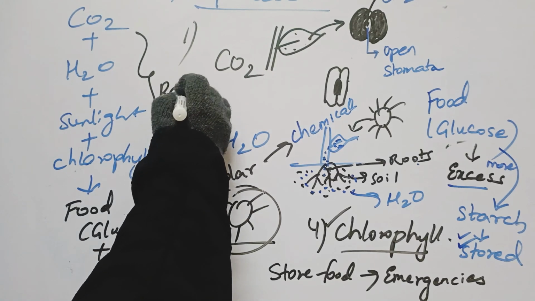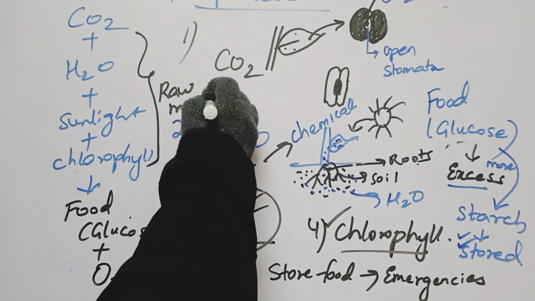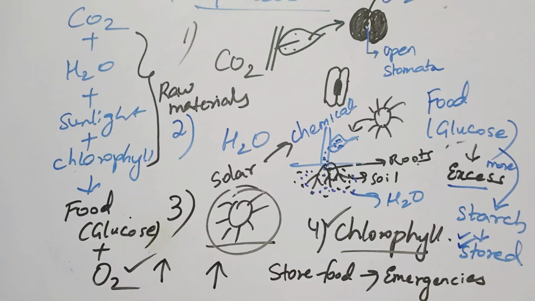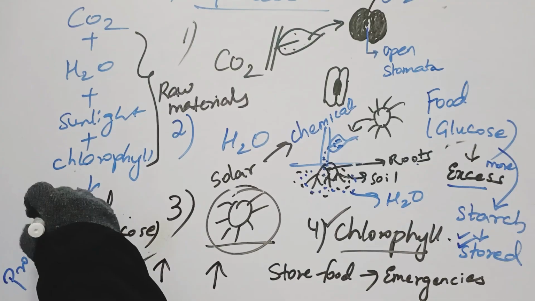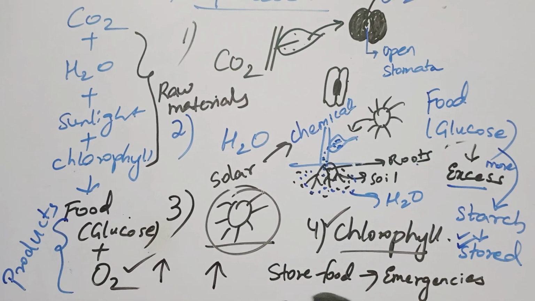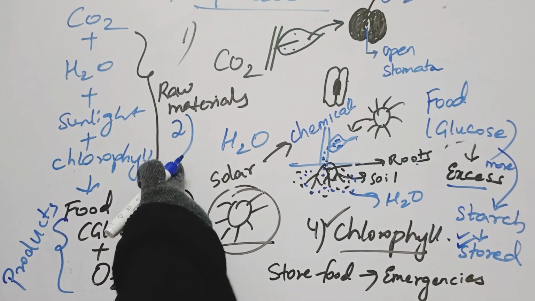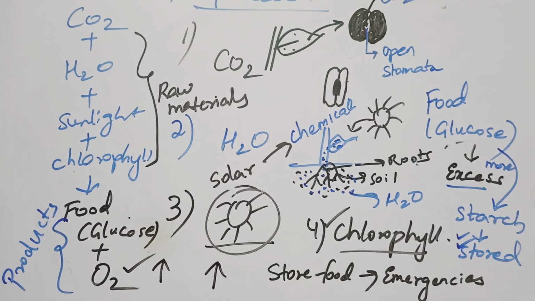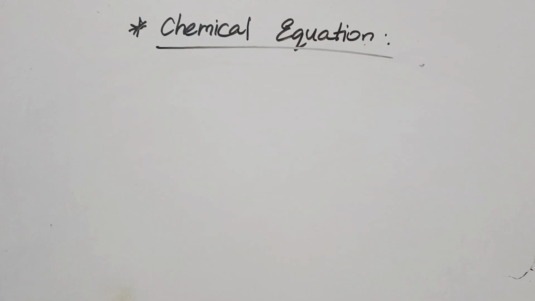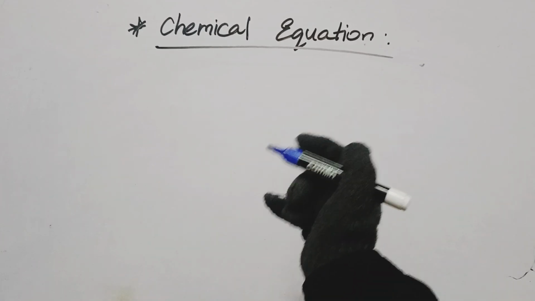These are the raw materials required for this process of photosynthesis, and these two are the products. Products means the result that we get after this process of photosynthesis. Is this point clear, children? Let us move forward to the chemical equation, very important. Let us write the equation now.